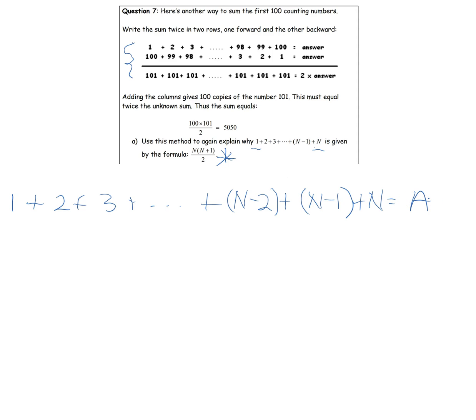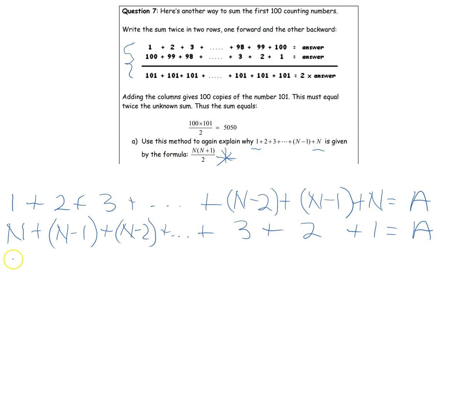So now we want to write that series backwards. So we're going to have the last number here, n, plus n minus 1 plus n minus 2 plus all that stuff in the middle. Then we're going to have 3 plus 2 plus 1 on this side. And that's again going to equal our answer A.